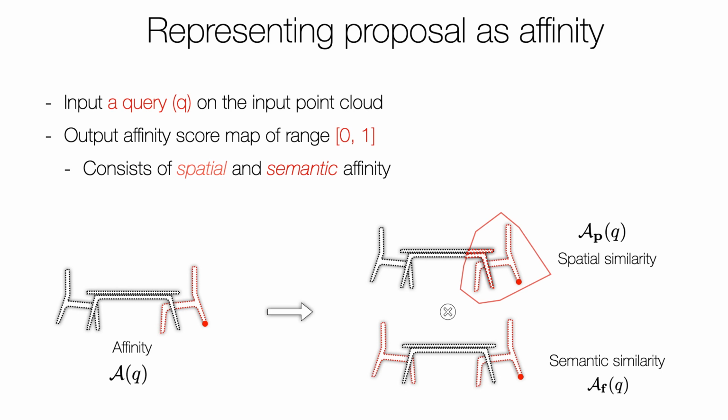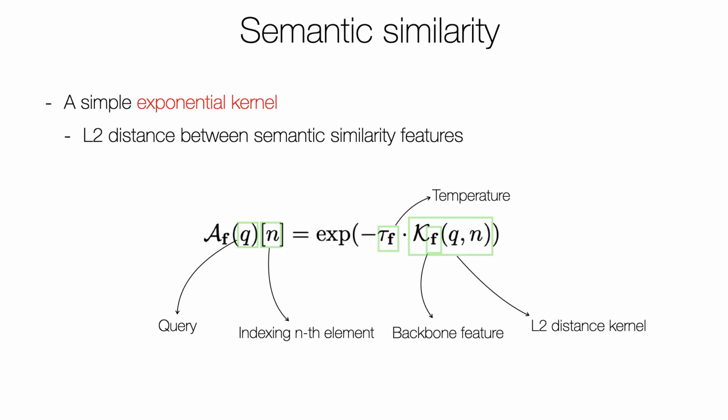In order to isolate instances, we combine spatial similarity and semantic similarity. We determine that two points belong to the same instance if they are close to each other, both spatially and semantically. We multiply spatial similarity and semantic similarity to get the final affinity score. We implement semantic similarity using the simple exponential kernel with a temperature parameter. Specifically, given a query Q and the nth point, we apply an L2 distance kernel on the semantic features for n and q extracted from the backbone.